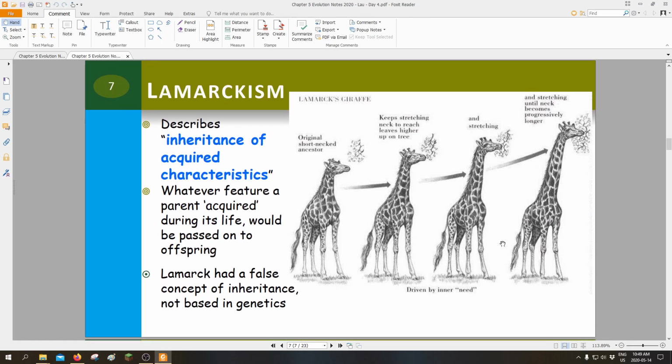So his theory would be called Lamarckism because his name is Lamarck. His theory describes the inheritance of acquired characteristics. So let's take a look at this picture over here.